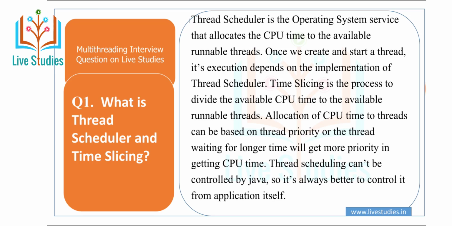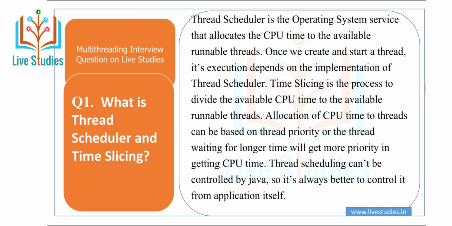A thread scheduler is the operating system service that allocates the CPU time to available runnable threads. When we create and start a thread, its execution depends on the implementation of the thread scheduler. Time slicing is the process of dividing the available CPU time among the available runnable threads.